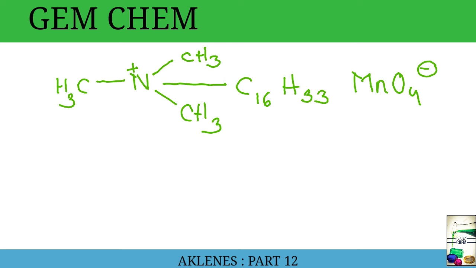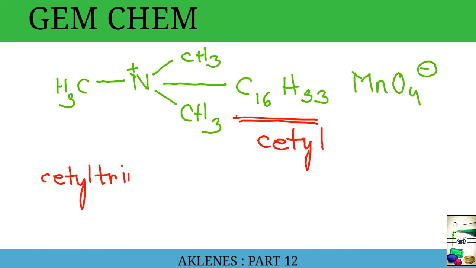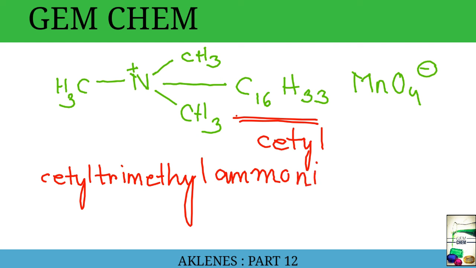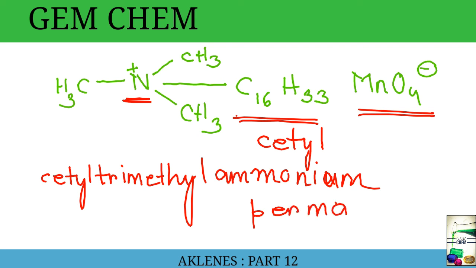Now here see, cetyl is this portion. This portion is cetyl. So it is known as cetyl trimethyl for the 3 methyls present here, ammonium for the ammonia-like structure, because this nitrogen forms this one, ammonium permanganate for this one, permanganate. Clear? This reagent is used.